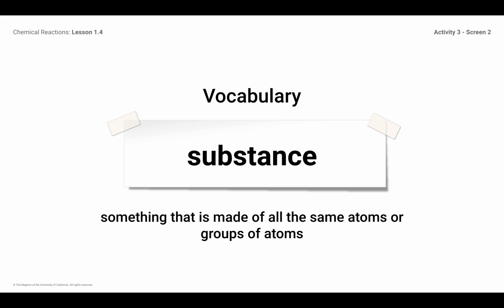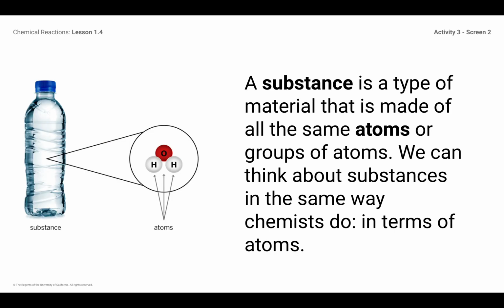So anything that is made up of atoms, in other words, everything in the entire world, can be referred to as a substance. So orange juice is a substance. Shoot, your table and chairs are made up of a substance. Anything that's made up of the same atoms or groups of atoms. A substance is a type of material that's made up of all the same atoms or groups of atoms. And we can think about substances in the way that chemists do in terms of atoms. So when we're looking at this substance, it's obviously water. We don't want to call it water, we want to call it a substance, and that's because it's made of atoms.